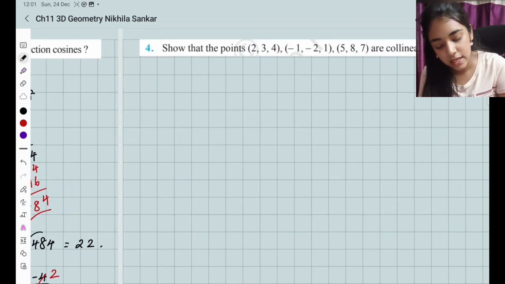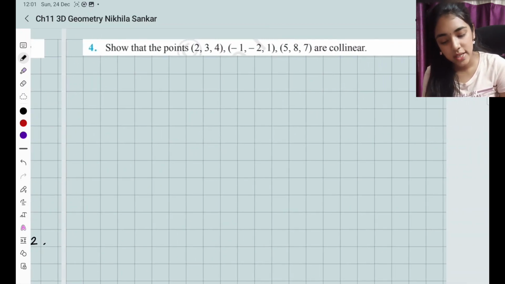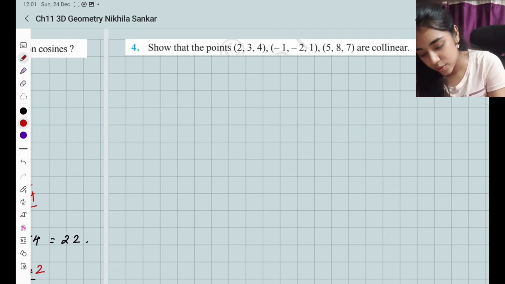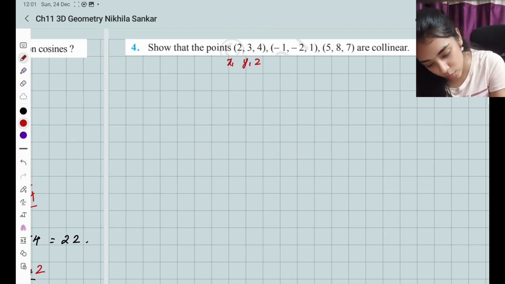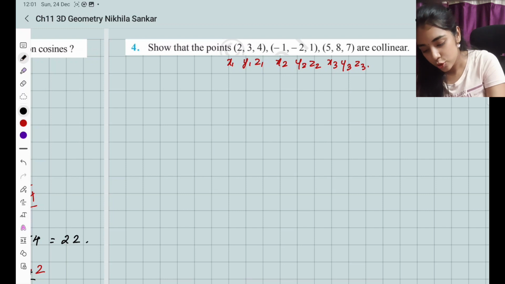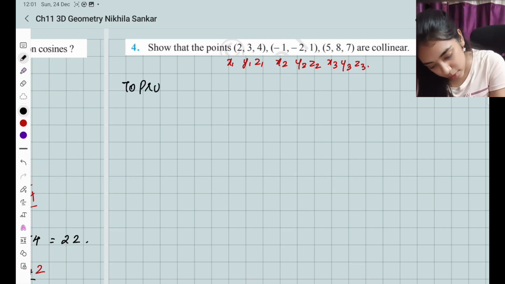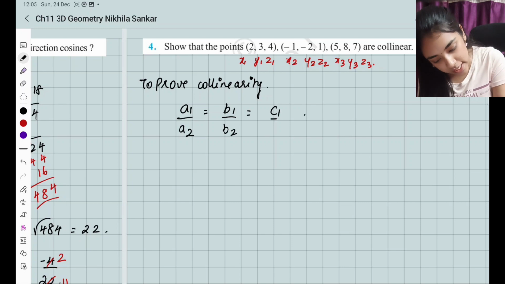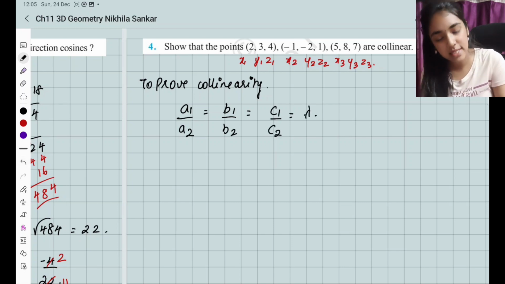Okay? Now, question number 4. Show that the points are collinear. இதே மாதிரி எக்ஸாம்பிள் ஒரு கொஸ்டின் போட்டிருக்கேன். ஸோ அதில் என்ன போட்டிருக்கேன்? So I have the points to be x1, y1, z1, x2, y2, z2 and x3, y3, z3. So, to prove collinearity, நம்ம என்ன பண்ண போறோம்? To prove collinearity, I have to prove that a1 by a2 equals b1 by b2 equals c1 divided by c2. Okay? So, this has to be some constant lambda.